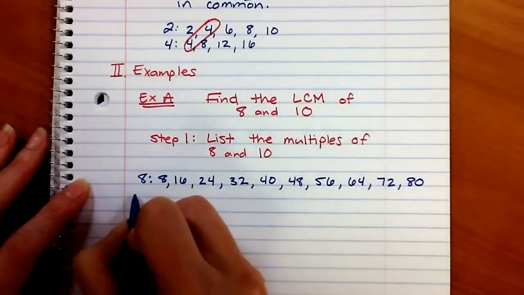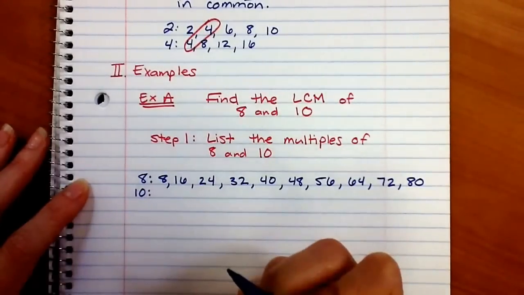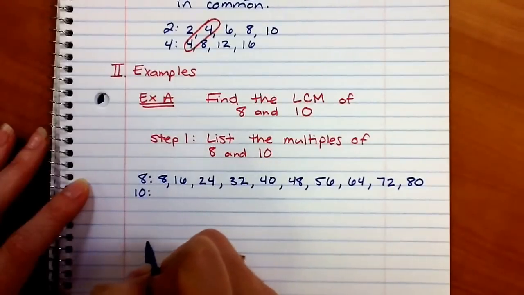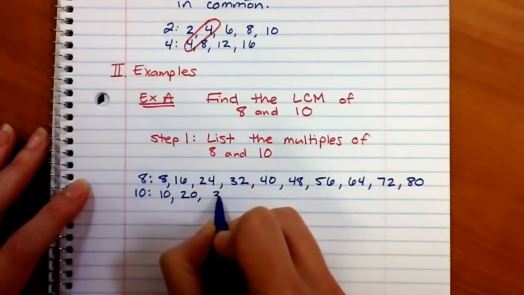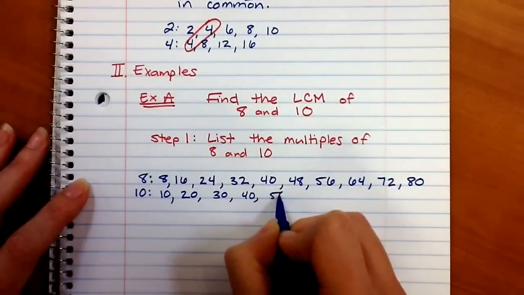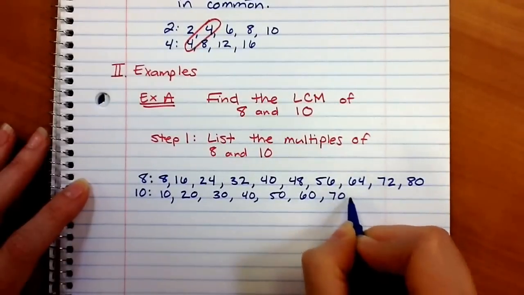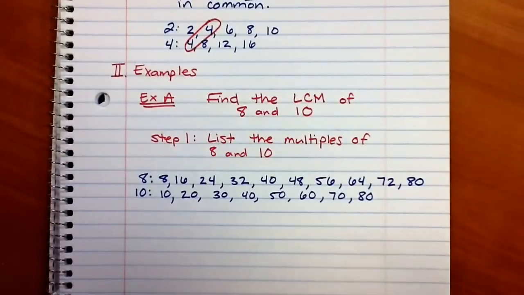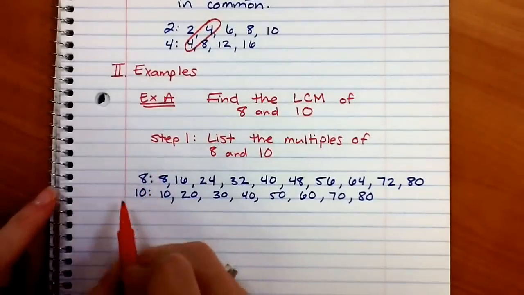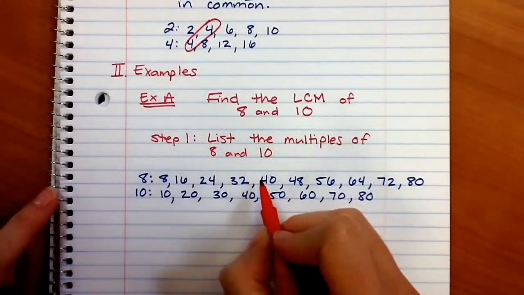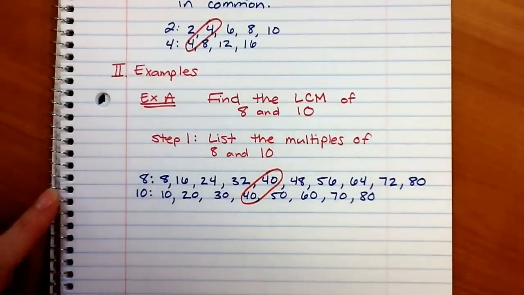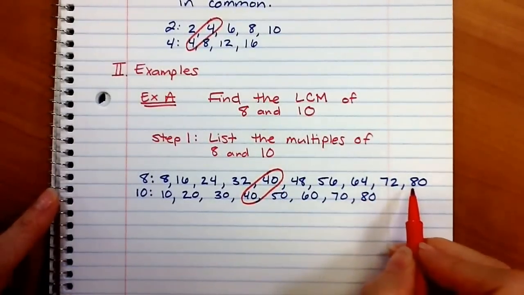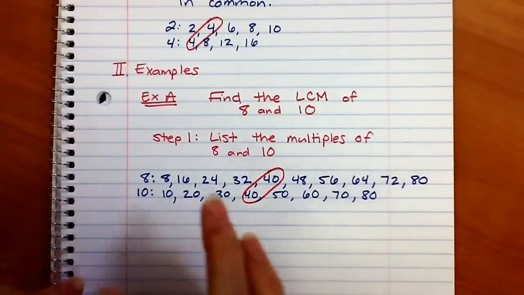And now I'm going to take 10. 10 is the next number in my set that I want to find the multiples for. 10, 20, 30, 40, 50, 60, 70, and I'm going to stop at 80. Well, I see 2 numbers that these numbers have in common, and the lowest one I see is 40 right here, so I'm going to circle that. They also have 80 in common, but it's not as low as 40, so I'm going to ignore it.